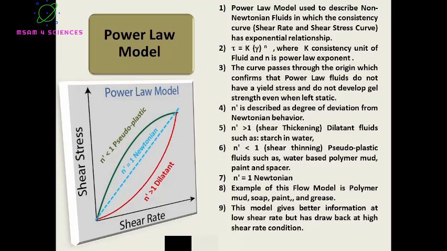Examples of this: polymer, mud, soap, paint, and grease. These are all examples of pseudoplastic and dilatant fluids. To sum up, power law is used to predict fluid behavior, and it gives accurate values only if the shear rate is low, but there will be a drawback if the shear rate is higher.